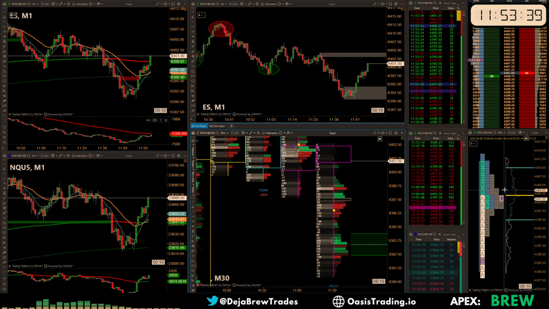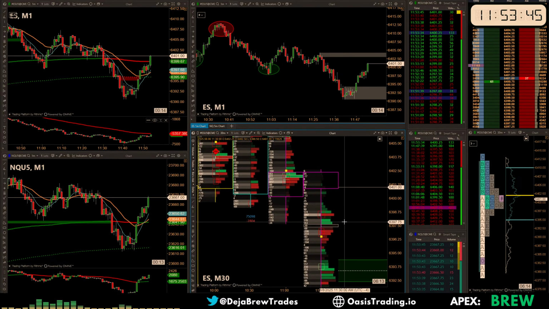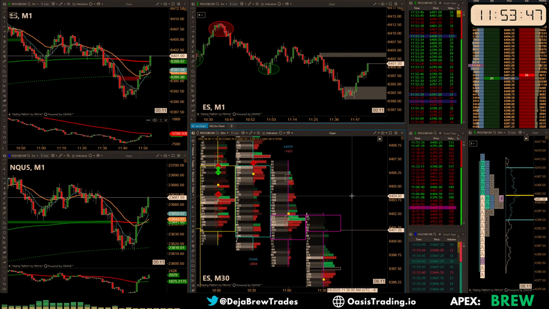By the way, be on the lookout for this value retrace. We are currently retracing back to 410. So as long as you hold on to these 30-minute lows, you're looking to go to 410.